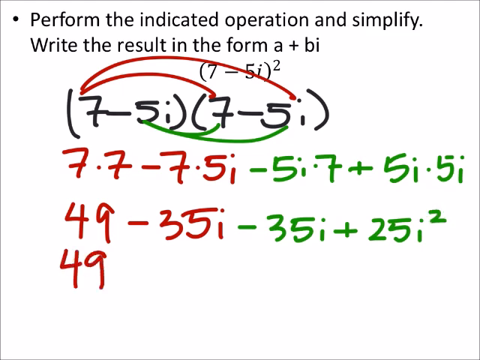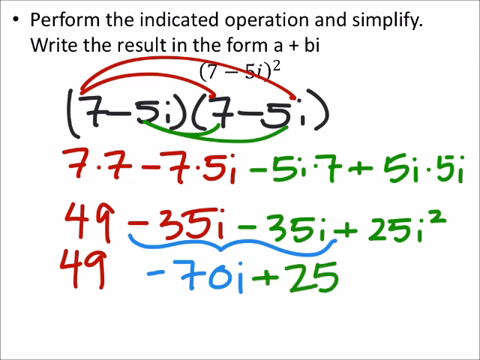So this is 49, and I can combine my two terms with the i's. That would be a negative 70i. And then I would be adding this to 25, but i squared is negative 1. So I end up with 49 minus that 70i, and then I would end up subtracting that 25.